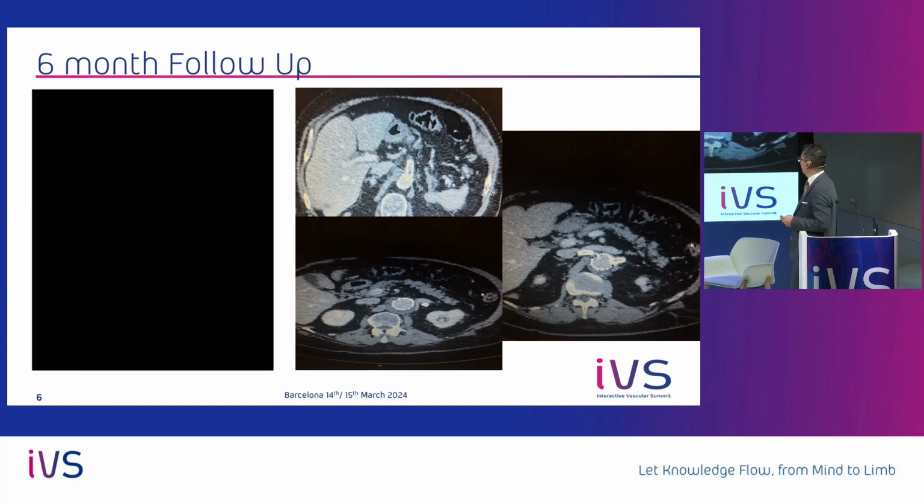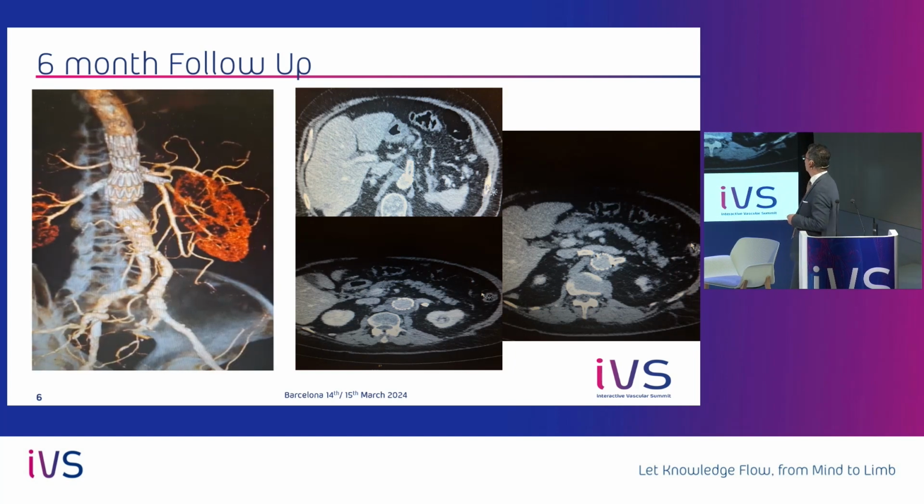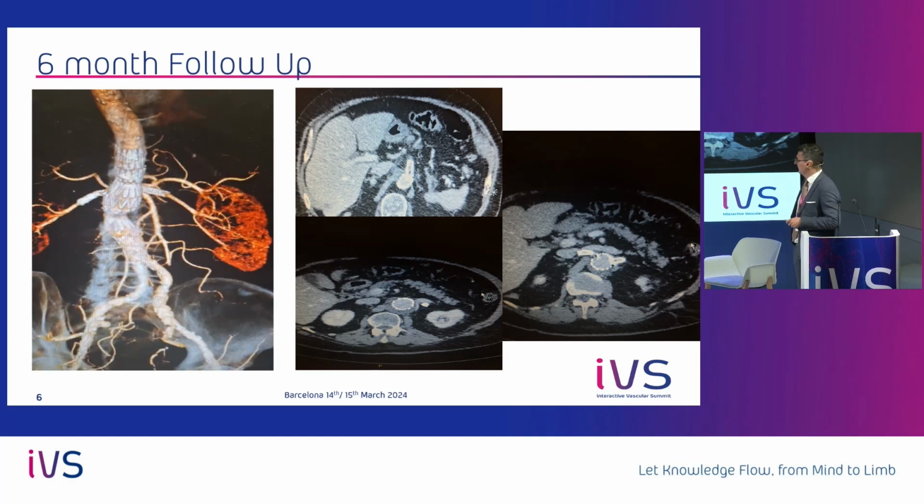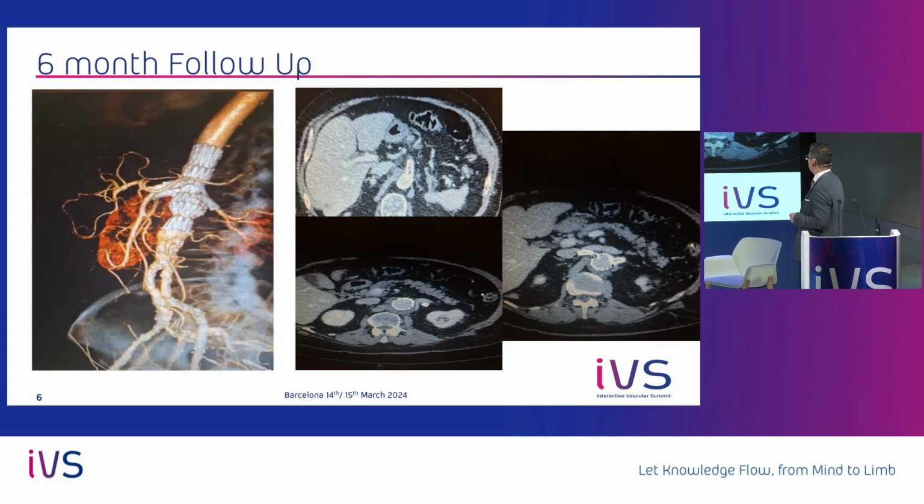At 6 months follow-up, there was an exclusion of the aneurysm sac with no presence of an endoleak, and the bridging grafts in the celiac trunk and both renal arteries were patent with excellent flow to the target organs.